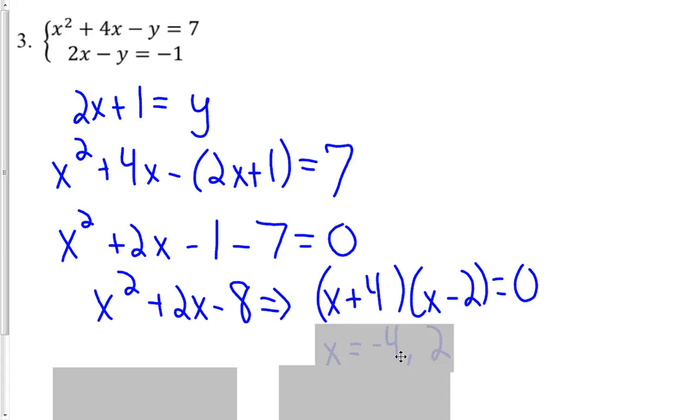So we've got two different answers here. We got x equals -4 and x equals 2. We're going to actually have two ordered pairs because the top is a quadratic equation.